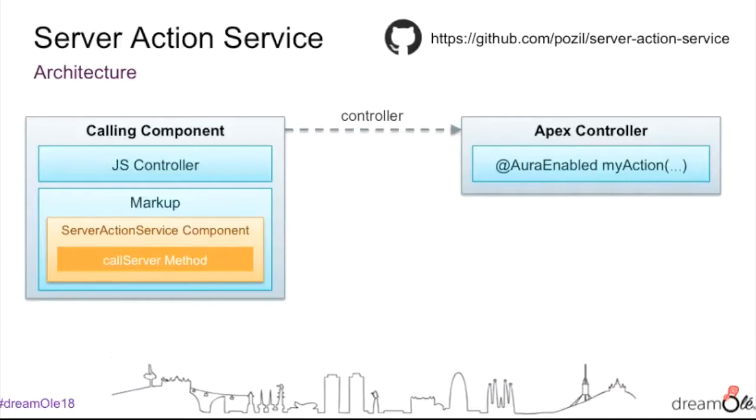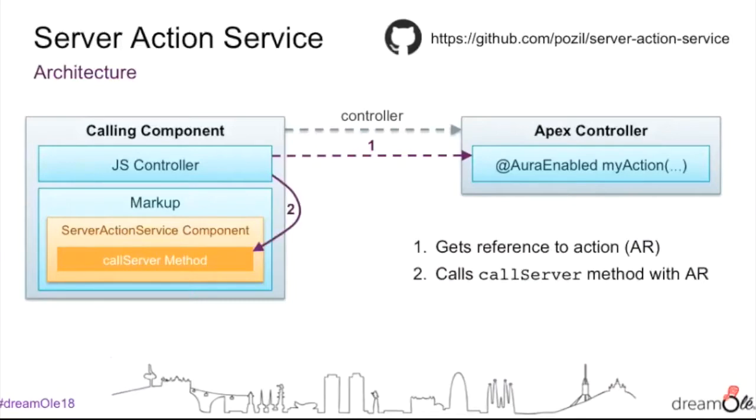Let's see how this works. At some point, when you want to call the action service, you'll grab a reference to your action on the controller. That means you don't call it, you just get a pointer to the Aura-enabled action. You get this reference, AR, to the action reference, and then you pass it to the method callServer. You can then also supply some additional parameters, a callback, things that you can do to process the answer.